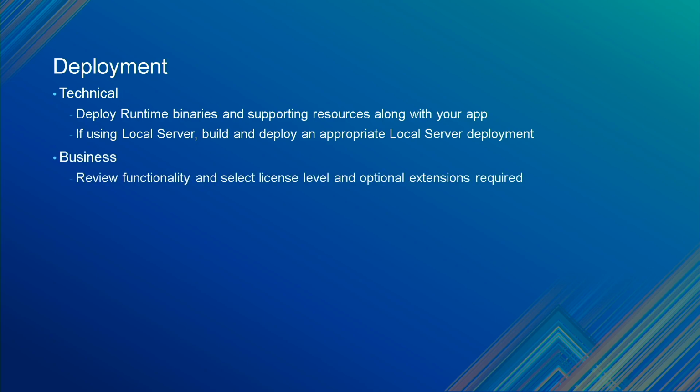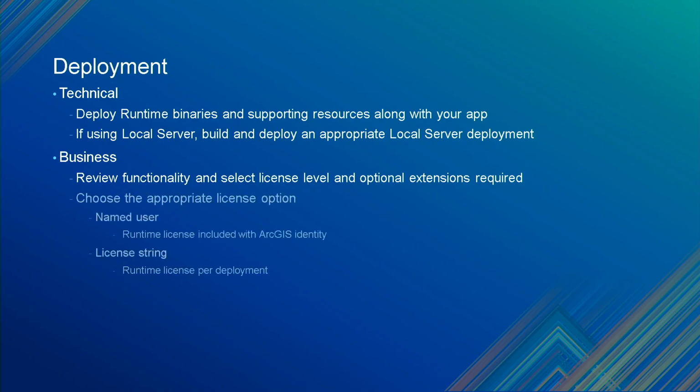First, you need to review the functionality that's being used in your application, and you need to select the appropriate license level and optional extensions, and we're going to cover those in more detail on the next slide. But a couple of different, and Nick alluded to this earlier, talking about working with named users and license strings, but there's two different options here for licensing your native Maps SDK. It's the same model, but two different options for licensing it.